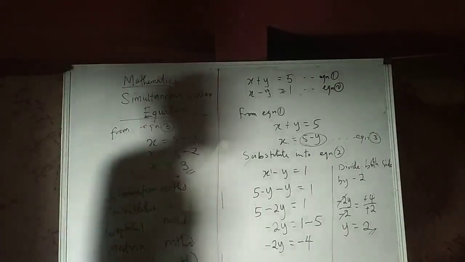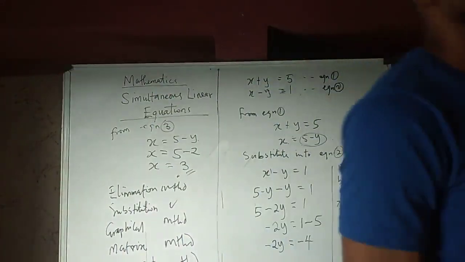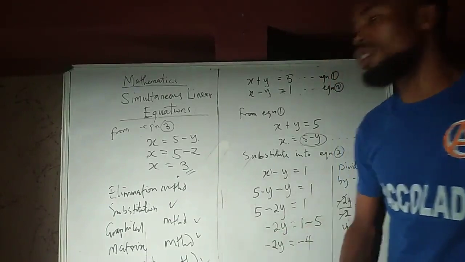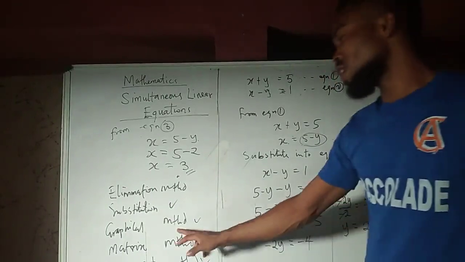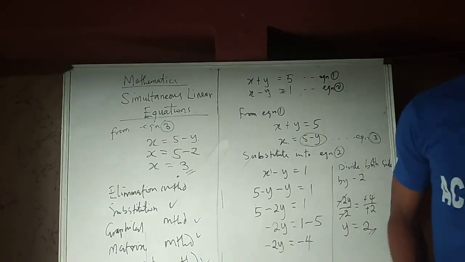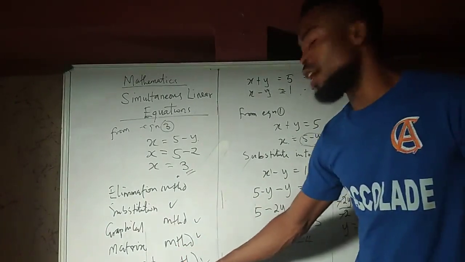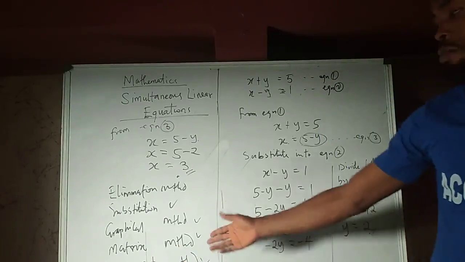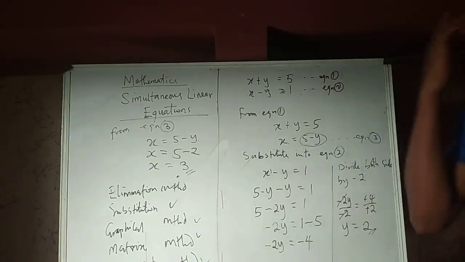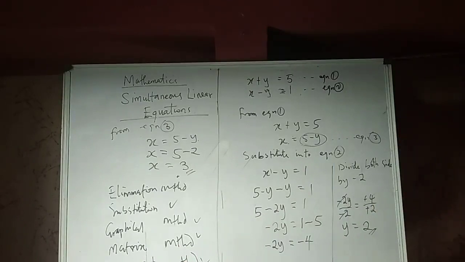Okay, so that's how the substitution and elimination methods work. The graphical method, matrix method and determinant method are going to come later, especially the graphical method, but the matrix and determinant methods will come when we treat the topic matrices. When we treat matrices, we are going to do both methods there. Alright, I'm going to give you more examples on those simultaneous linear equations.